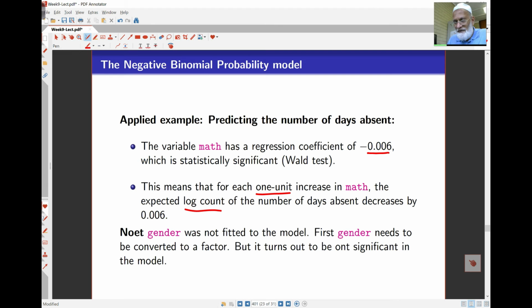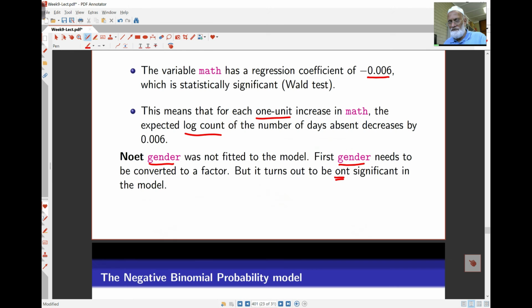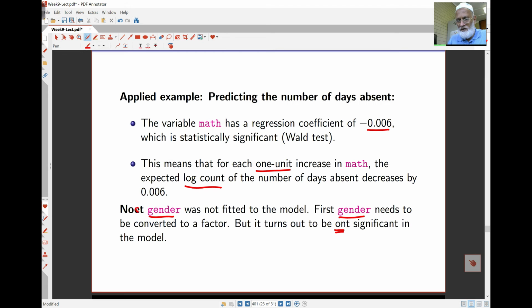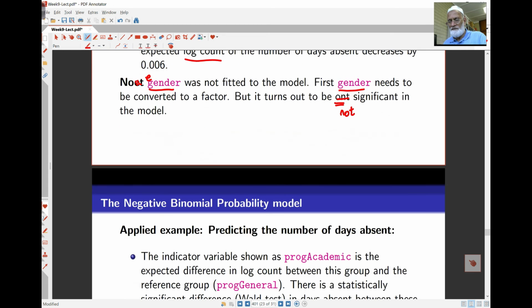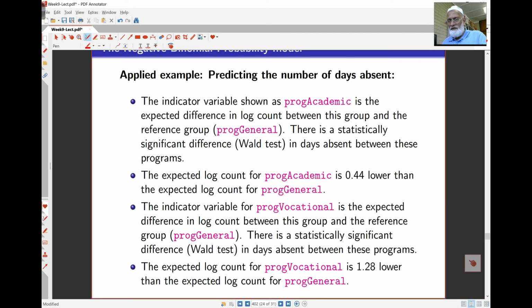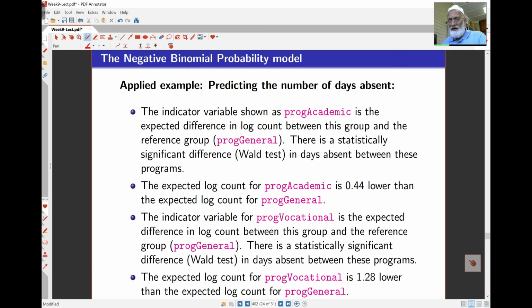Now, gender was not fitted over here. In fact, gender should be converted to a factor first, but it's not significant in the model, so we're not going to bother with it. You can try that yourself later on. Some spelling errors here: 'note' should be 'not'. Overall, this is our finding here.